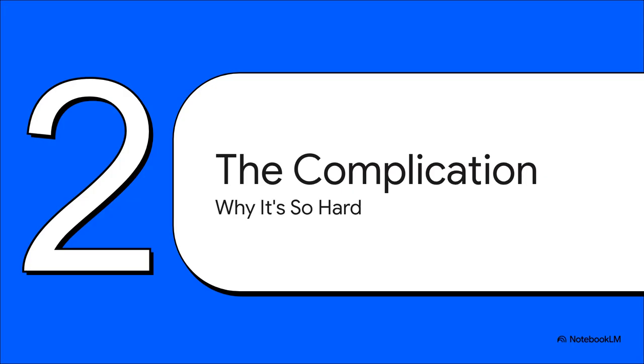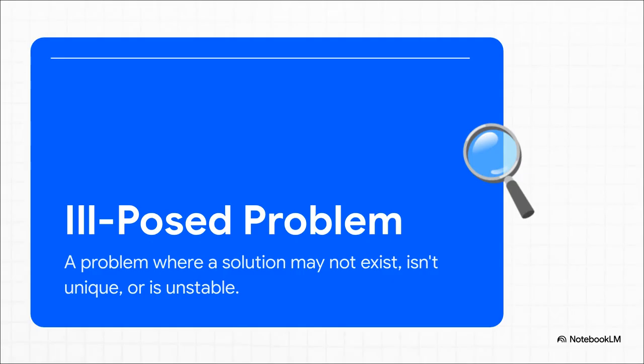But if it's just a matter of working backward, why is it so ridiculously hard? Well, it turns out our little mystery has a major complication. The reason it's so tough is that these are what mathematicians call ill-posed problems. See, a proper, well-posed problem has to meet three conditions. A solution has to exist, it has to be the only solution, and it needs to be stable. Inverse problems? Oh, they often fail on all three counts, spectacularly.